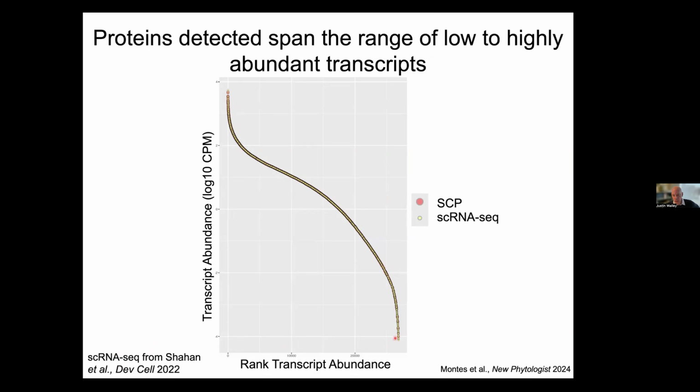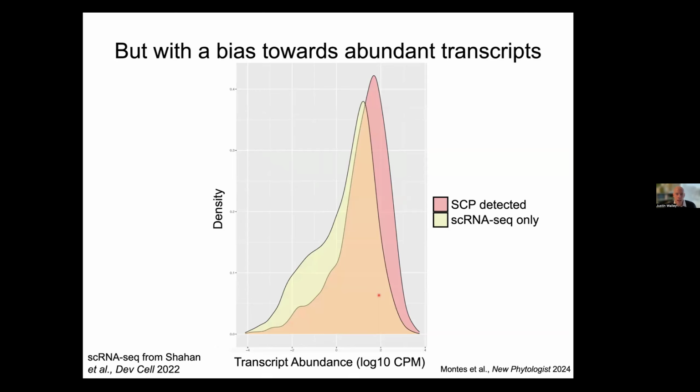And you can see the proteins we detect range from very low to very high abundance of transcripts. So we're getting the full range of transcript abundance, detecting the cognate protein from that gene. But of course, there's a bias towards detecting transcripts that are higher in abundance.